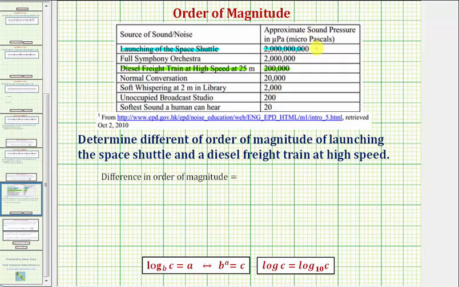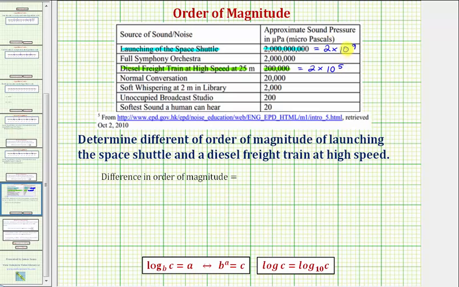So 2 billion would be equal to 2 times 10 raised to the power of... to form the number 2 from 2 billion, we have to move the decimal point left 9 places, so 2 billion is equal to 2 times 10 to the ninth. And now for 200,000 in scientific notation, we'd have 2 times 10 raised to the power of... to form 2, we move the decimal point to the left 5 places, so 200,000 is equal to 2 times 10 to the fifth.